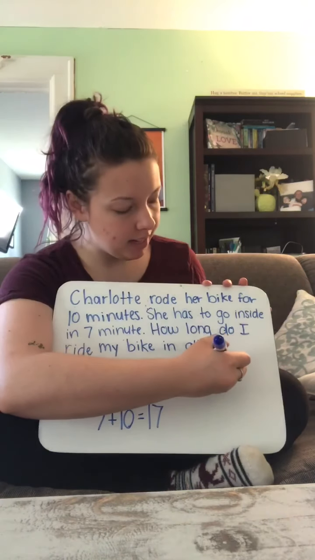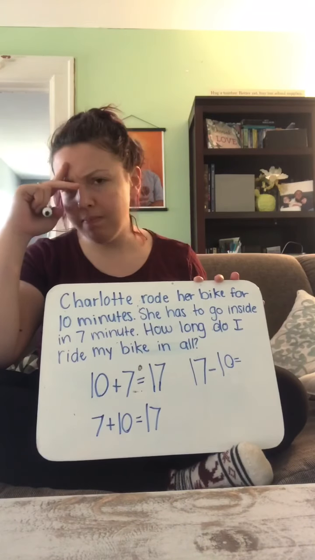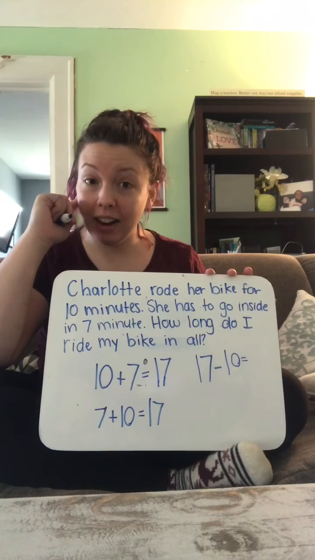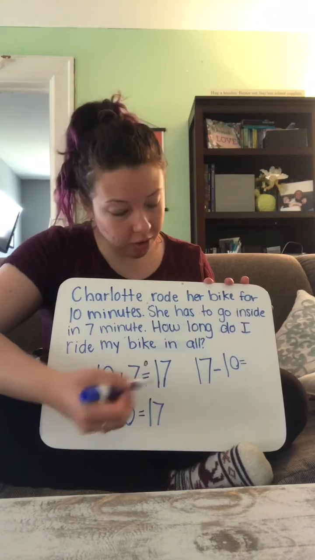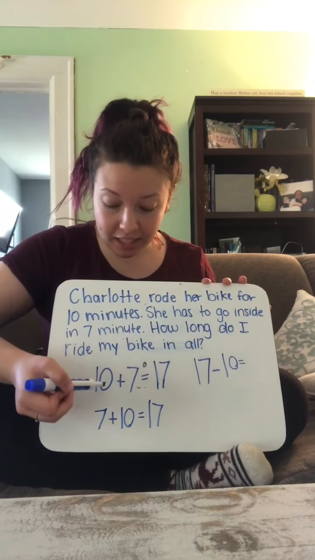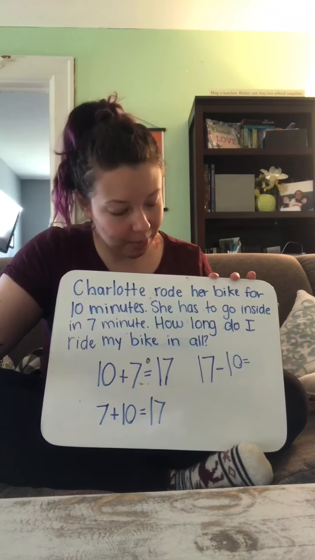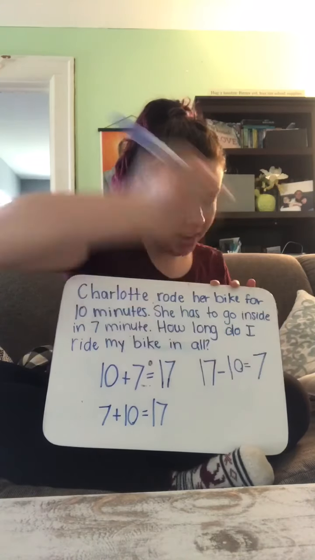So we have 17 minus 10 equals, do I have to figure out what this equals or do I already know the answer? Good, I already know the answer because here it is. We know that our number sentence has to use 10, 7, and 17 because it's in the same fact family. So we have 17 minus 10 equals 7.